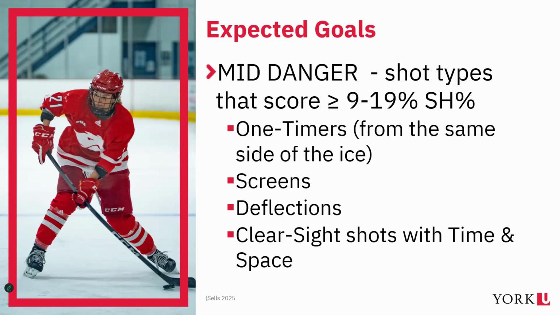Medium danger or mid danger shot types are shots that go in between 9 and 19% of the time. So between 1 in 5 and 1 in 10 times that you shoot the puck. So these are one-timers from the same side of the ice, screens, deflections, and clear-sighted shots with time and space.